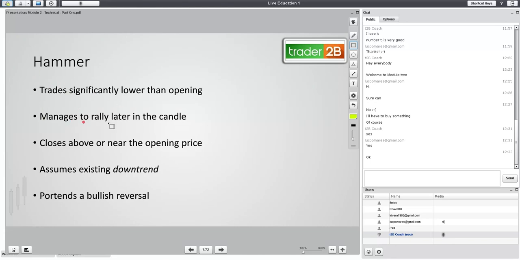It manages to rally later in the candle, closes above or near the opening price. It assumes existing downtrends, and it pertains to a bullish reversal pattern.